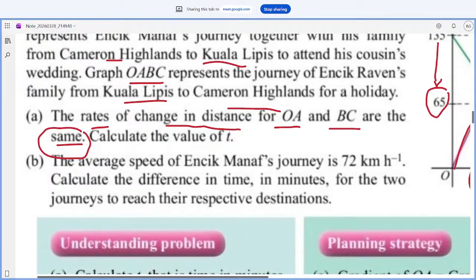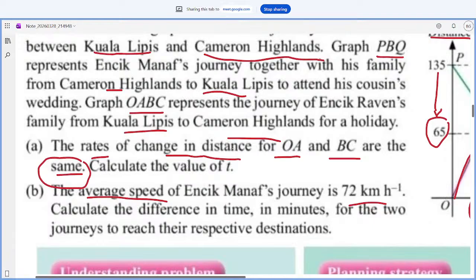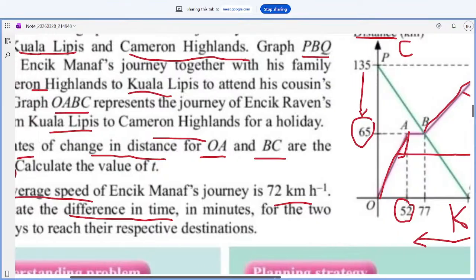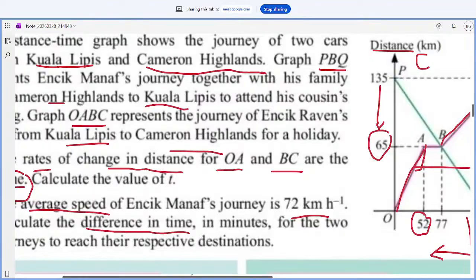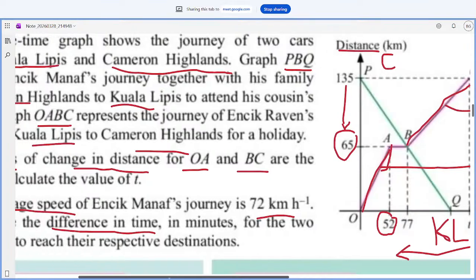Clear? Okay, next one. Now again they say, guys, the average speed is 72 km per hour, and they want you to count the difference in time. You need to find the time difference for both journeys. T, you already know the answer. T is equal to 133, right? So you can write here: this one is 133. Now they want you to know the difference in time.